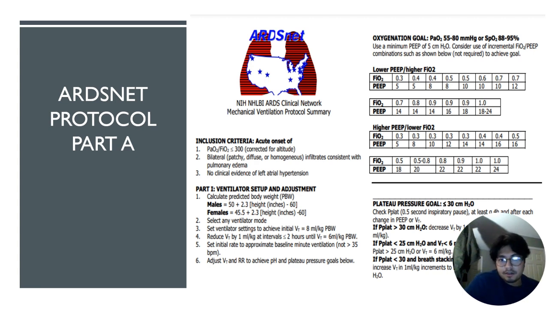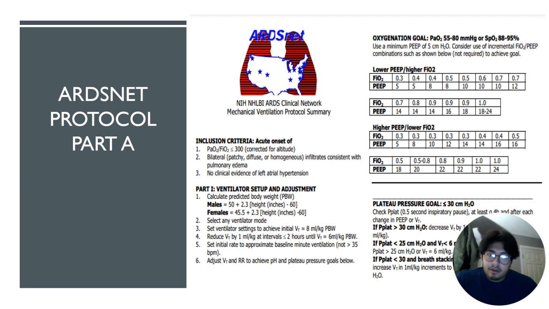So we will be talking about the inclusion criteria of the acute onset of any of the following here. If your PaO2 over your FiO2 is less than or equal to 300, which has also been corrected for adults, it is an inclusion criteria. Second, any bilateral infiltrates consistent with pulmonary edema, if that shows up on any of the chest x-rays or any CT scans that you conduct, that's also a criteria. And lastly, no clinical evidence of left atrial hypertension. So if any hypertension shows up through either that CT scan or through a different form of testing, that's also a criteria as well.